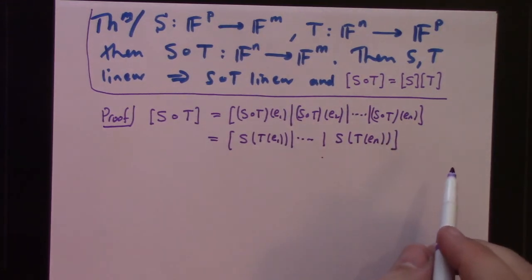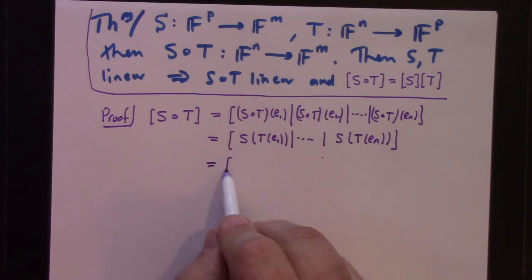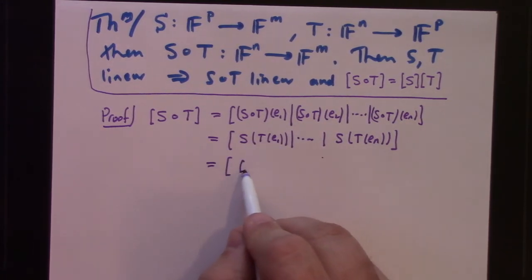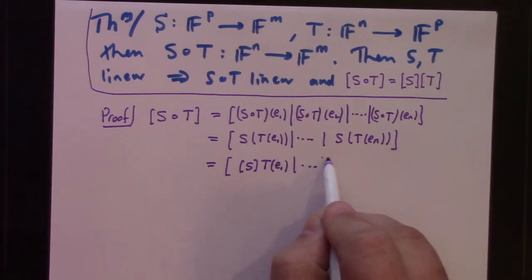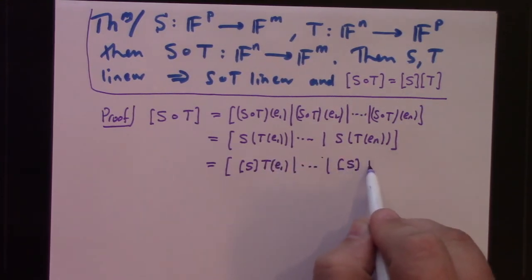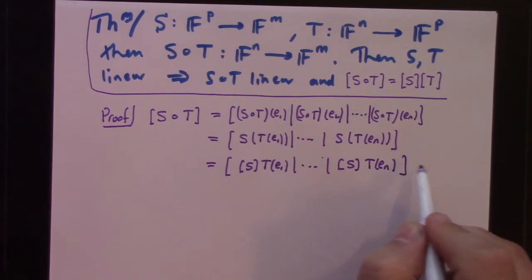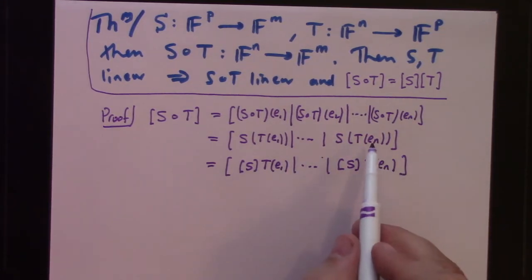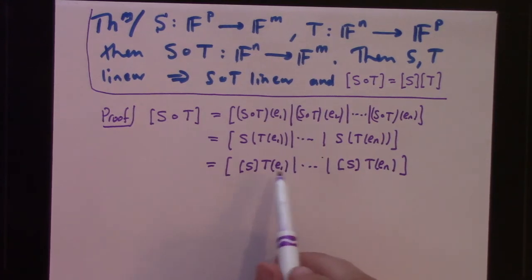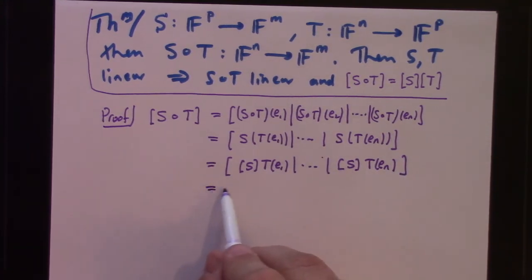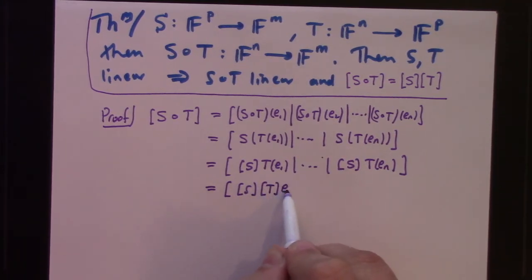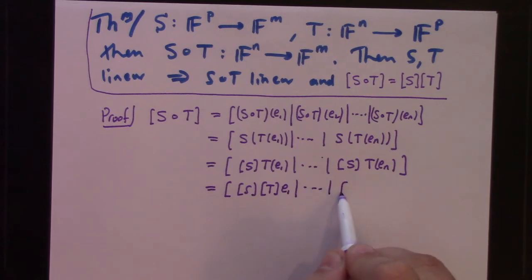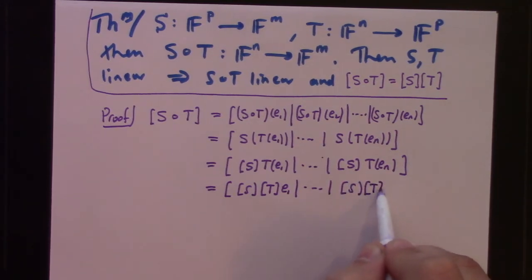Then what? Well, simple. By the fundamental theorem of linear algebra, that is the matrix of S times T of E1, the matrix of S times T of En, right? But then I applied the fundamental theorem of linear algebra for S. Now I'll apply the fundamental theorem of linear algebra for T. So this is going to be the standard matrix of S, standard matrix of T times E1, standard matrix of S, standard matrix of T times En. But you see, what is that?